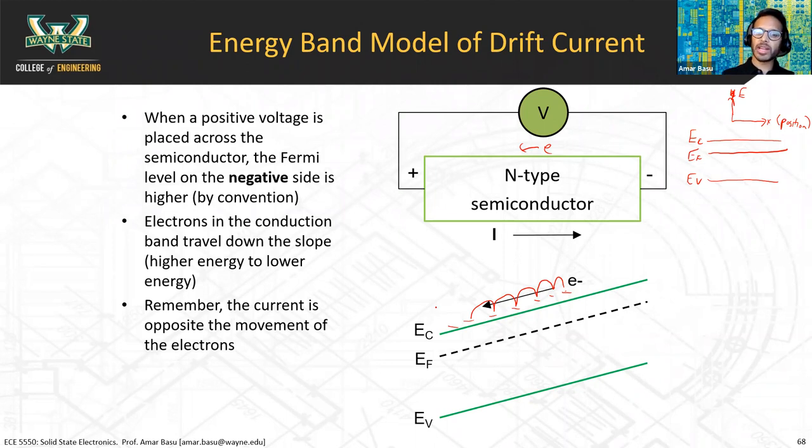Okay. When the electrons are moving from right to left, the current is moving from left to right. Because remember, current is the movement of positive charge. So whichever direction the electron moves, the current is going in the opposite direction.